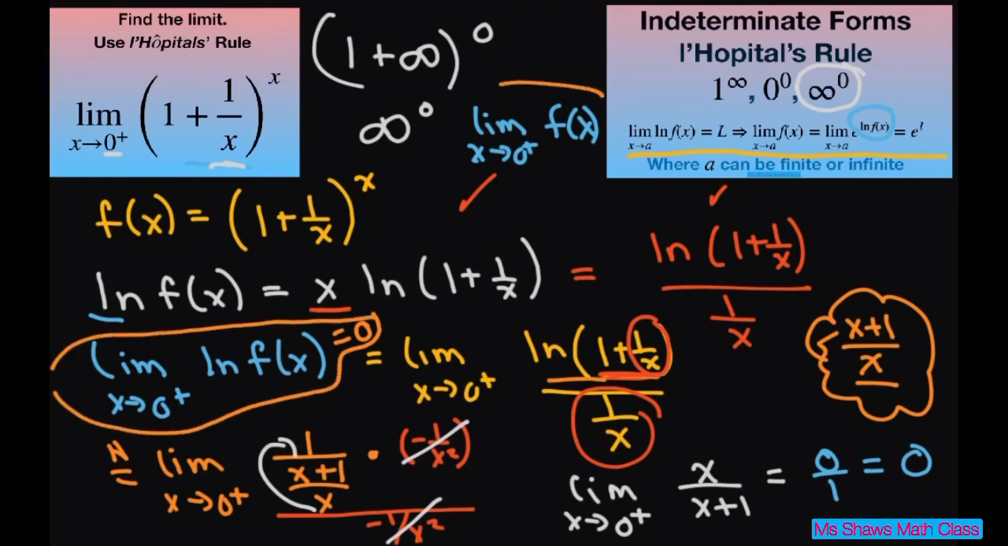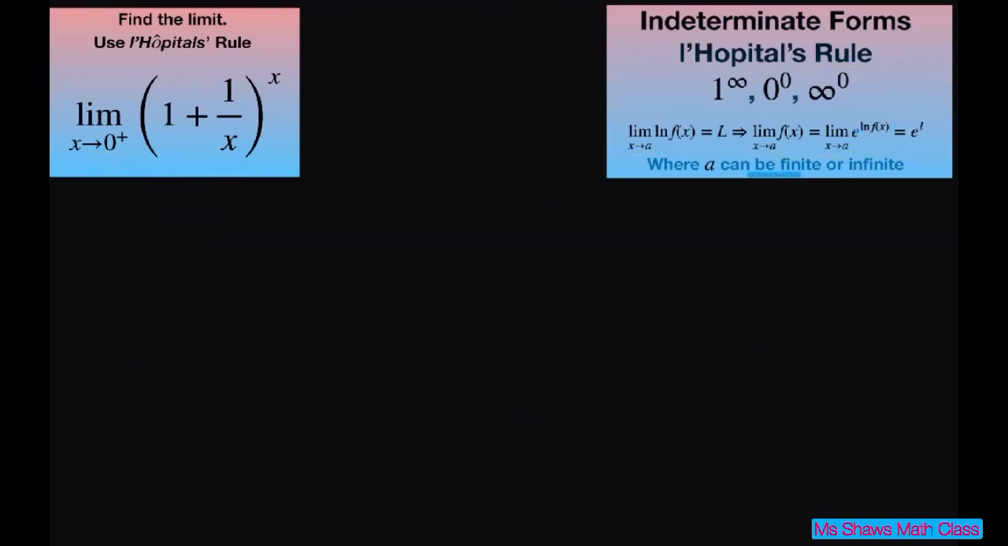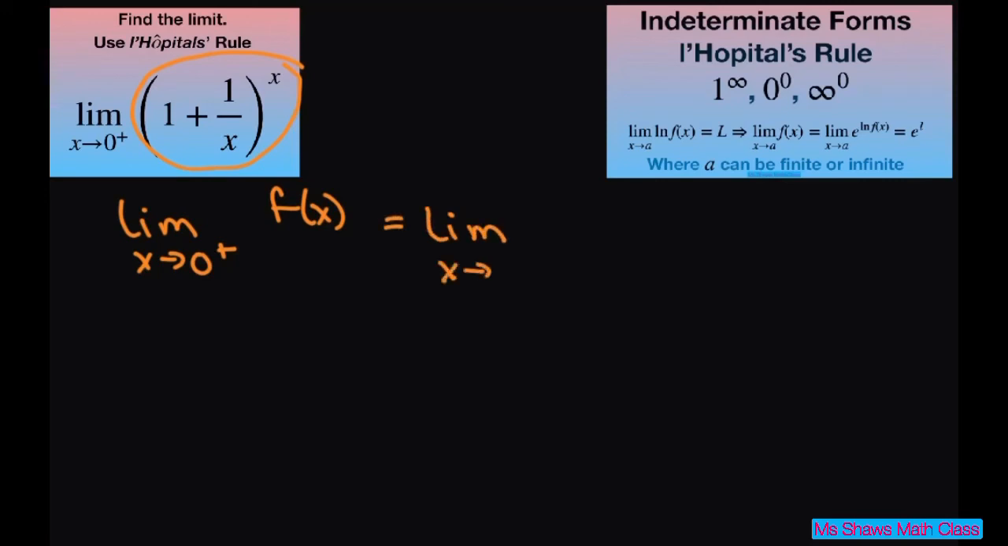All right, but we really need just the limit of f of x, so we're going to use this formula. Therefore, we have the limit as x approaches 0 from the right of our f of x. This is your f of x, equals the limit as x approaches 0 from the right of e to the power of ln of f of x. The reason they write this formula like this is because if you have e to the power of ln of a, that just equals a. So that's what we're really looking for.